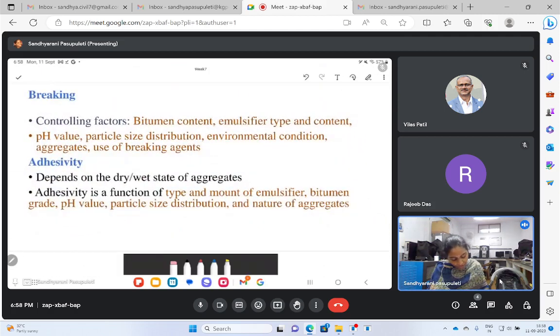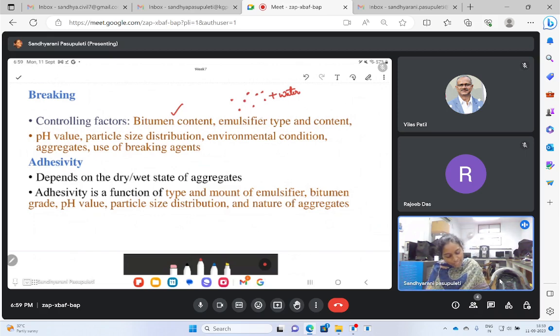There are a lot of factors that will be affecting this breaking. The first thing is bitumen content. Let us say you have only a few bituminous particles. Then they can be broken easily, that means their surface charge can be separated easily. The amount of water medium also could be less, so the breaking will take place in lesser time. If the bitumen content is more, the amount of time taken will be more.